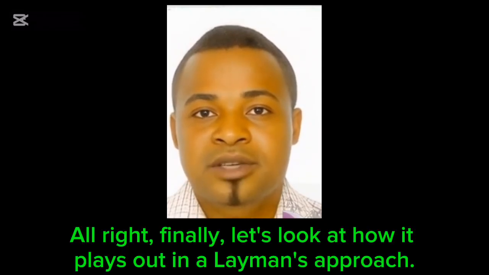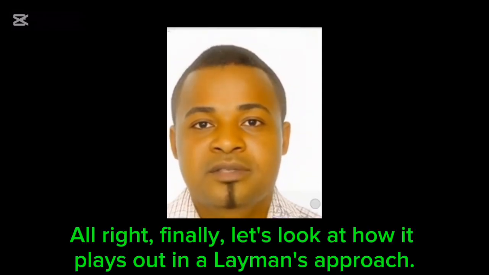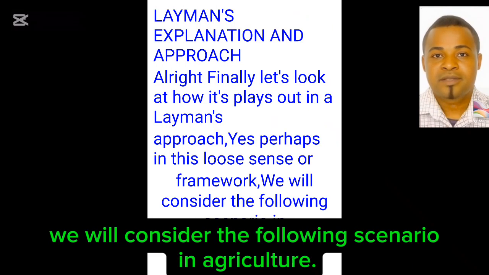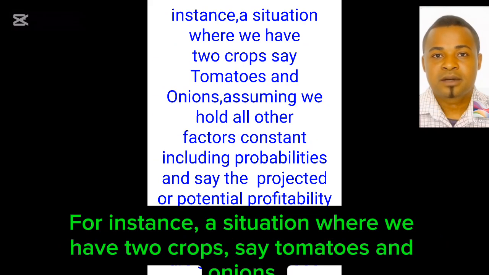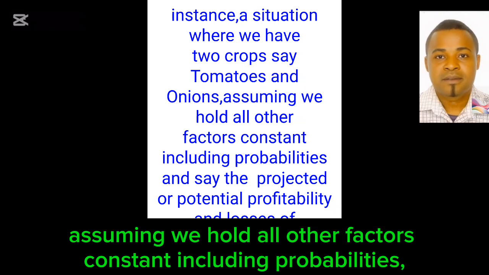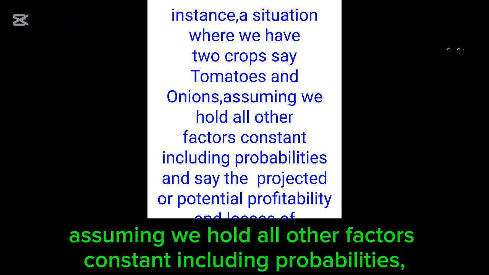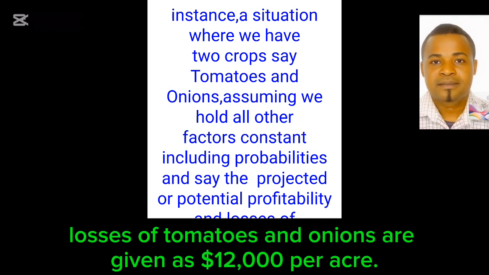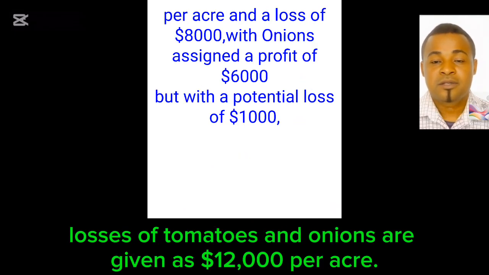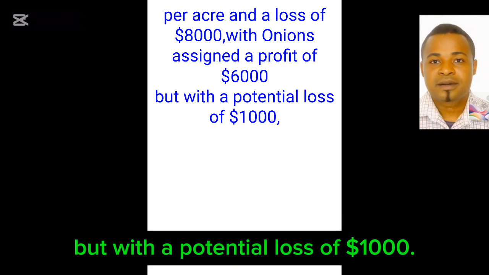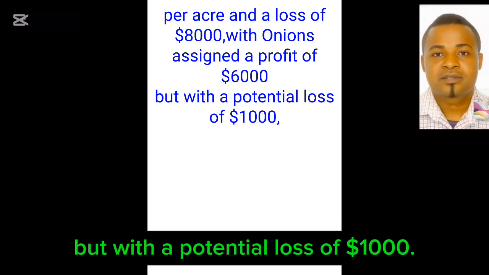Alright, finally, let's look at how it plays out in a layman's approach. Yes, perhaps in this loose sense or framework, we will consider the following scenario in agriculture. For instance, a situation where we have two crops, say tomatoes and onions. Assuming we hold all other factors constant, including probabilities, say the projected or potential profit and loss of tomatoes and onions are given as $12,000 per acre with a loss of $8,000 for tomatoes, with onions assigned a profit of $6,000 but with a potential loss of $1,000.